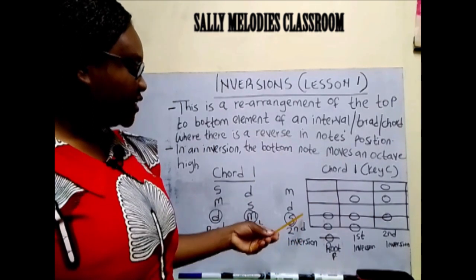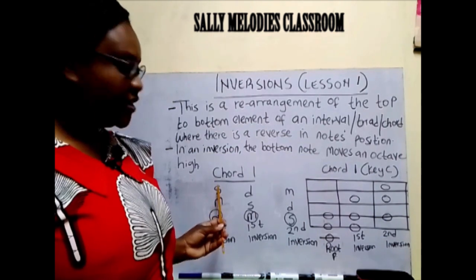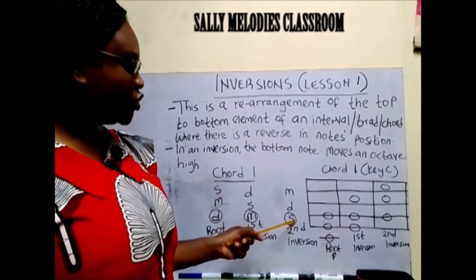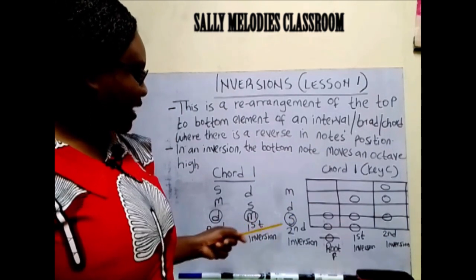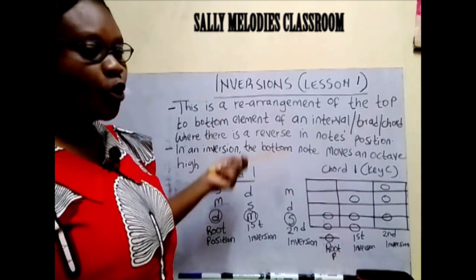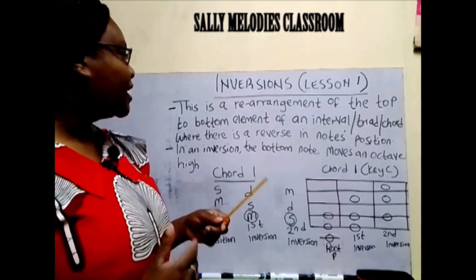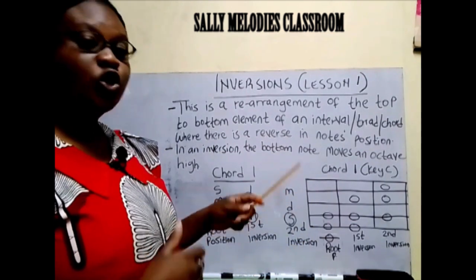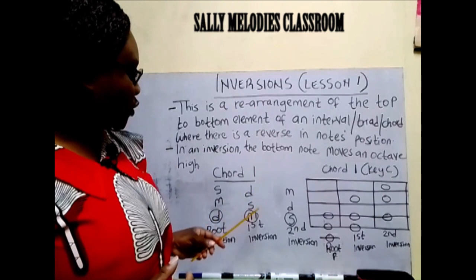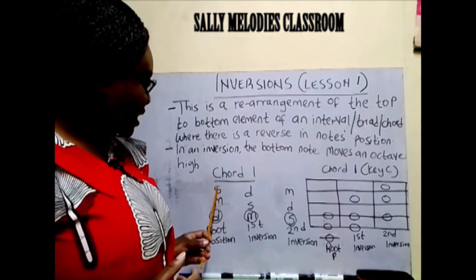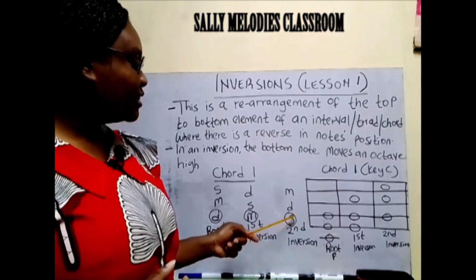This is whereby the fifth, this so, takes the position of the root so that what was here, which is mi, can also go an octave high. That is the rearrangement we are talking about, the top to bottom. It is coming from here and it is going to the bottom. And then the so is coming from here and it is going to the bottom. It is taking the bass position.